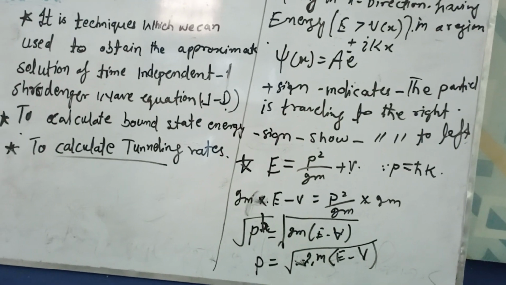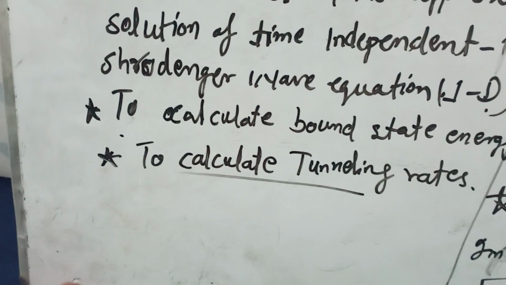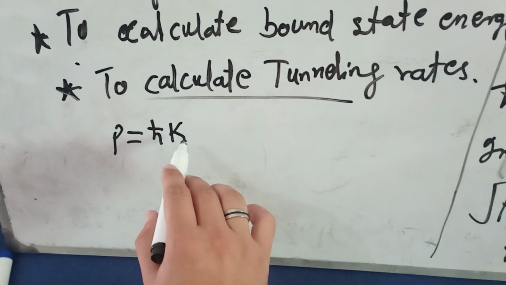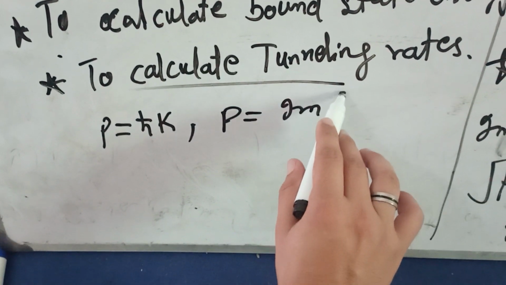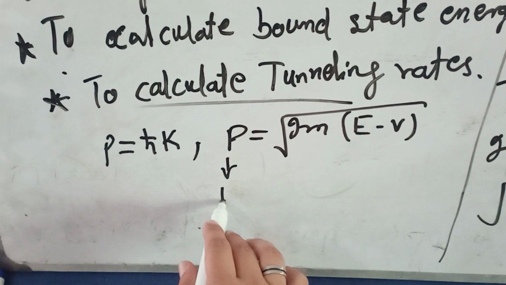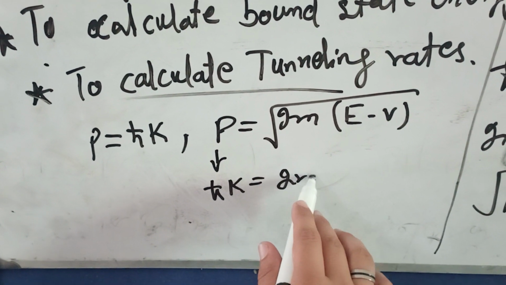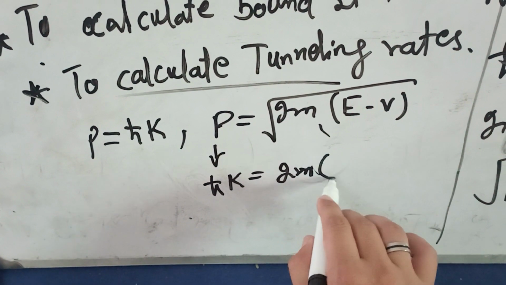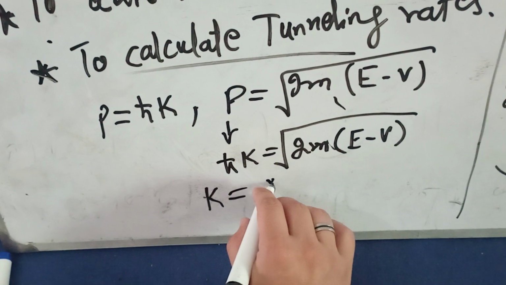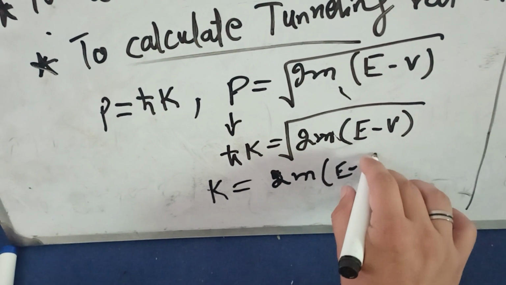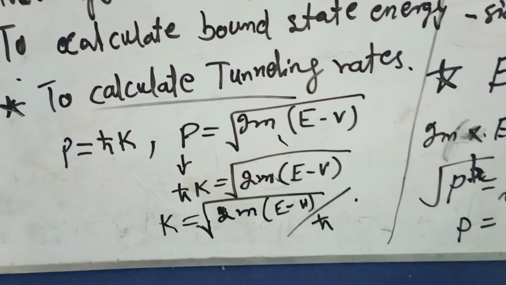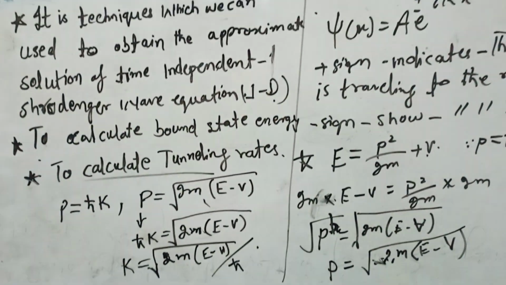Now instead of momentum p, we will put p equal to h cut k, and we know that p is equal to square root of 2m into (E minus V). Instead of this p, we put h cut k equal to square root of 2m into (E minus V). Dividing both sides by h cut, k will be equal to square root of 2m into (E minus V) divided by h cut. This is the first part of the WKB approximation method.